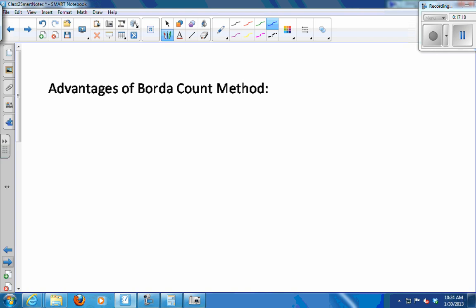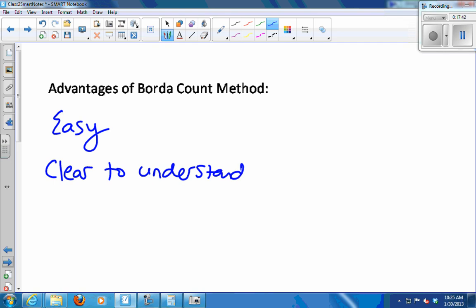So, what do you like about Borda? Still easy. Yep, we still like it because it's easy, just like plurality. People can understand it. It's really important. Very clear. Yes, all of their opinions count. It takes into account all the information on the preference ballot.